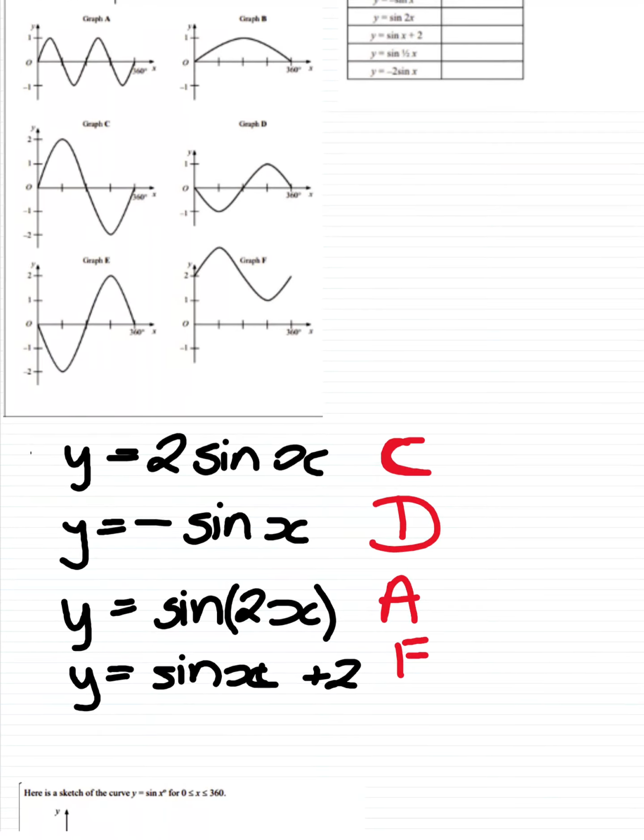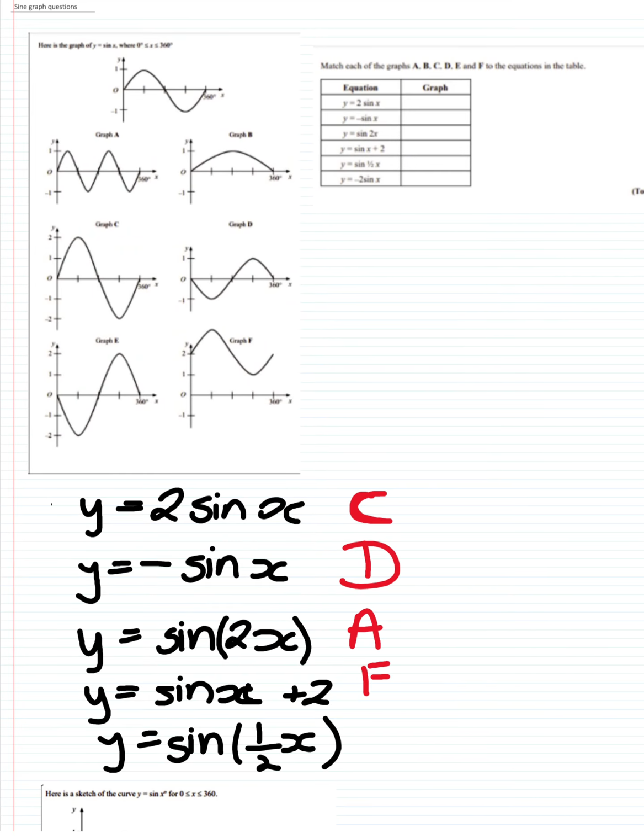Now our fifth equation is y equals sine of 1/2 x. Again, if you've watched my video, you'll know that a half x means that all of our x coordinates double. Again, slightly counterintuitive. This means that if one complete cycle was between 0 and 360 before, this time only half a complete cycle will be between 0 and 360. If we take a look, only graph B satisfies this, and so our fifth equation maps to graph B.